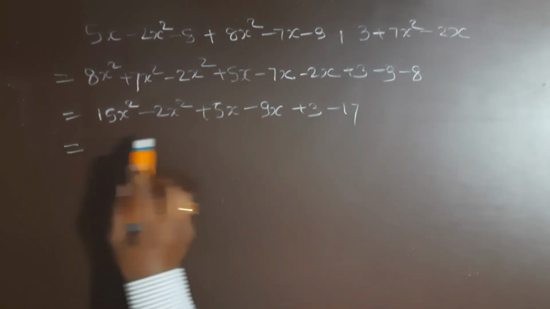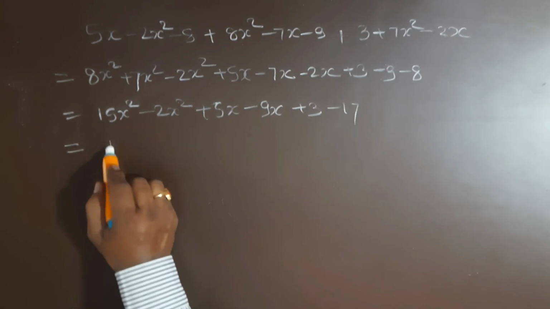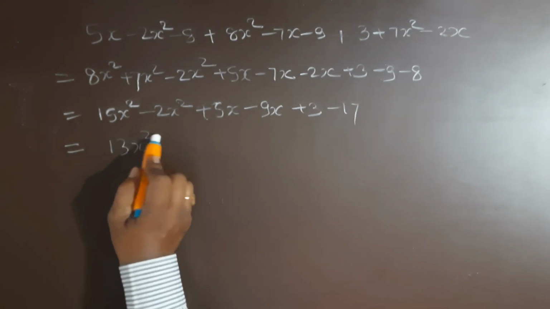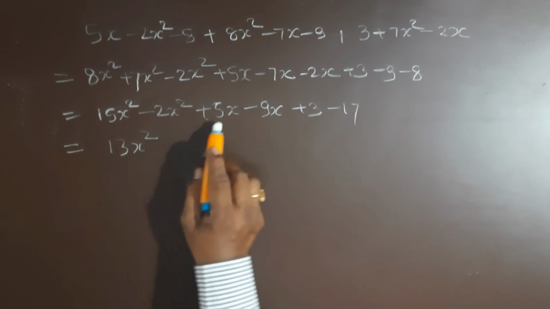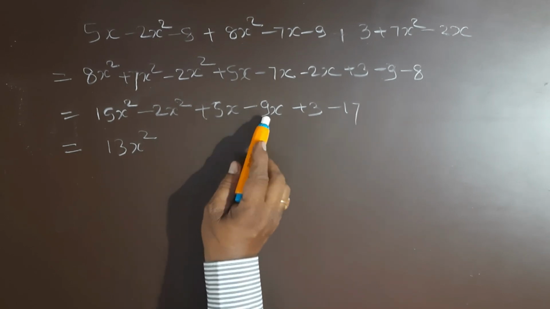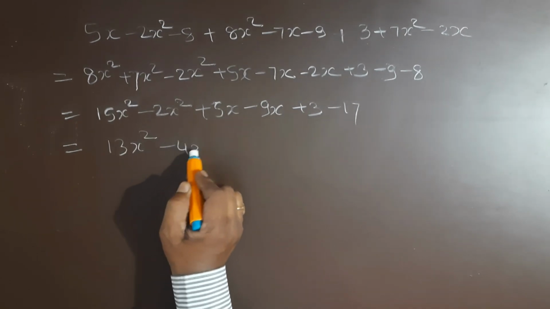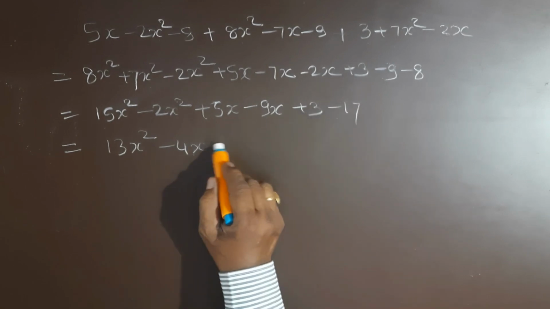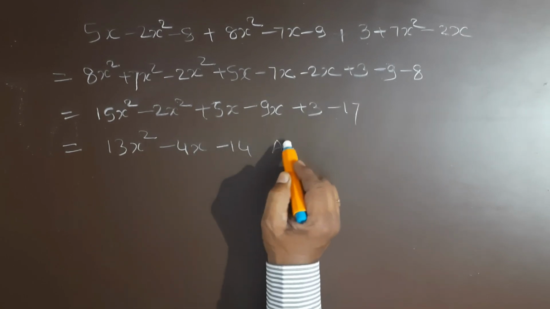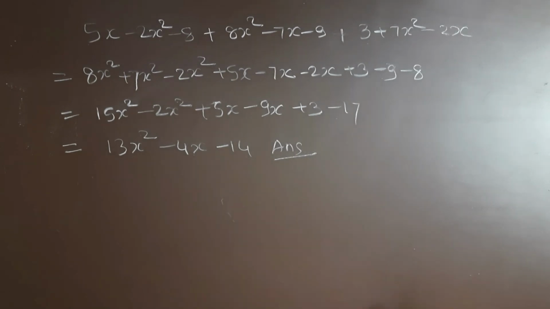Now what happens? This is the answer line. 15 minus 2 is 13x square. Plus 5 minus 9 will be minus 4x, and here minus 14. I think this is the answer. Okay. So simply try to understand it, everything bit by bit, and copy it. Okay, now we'll proceed to the next question.